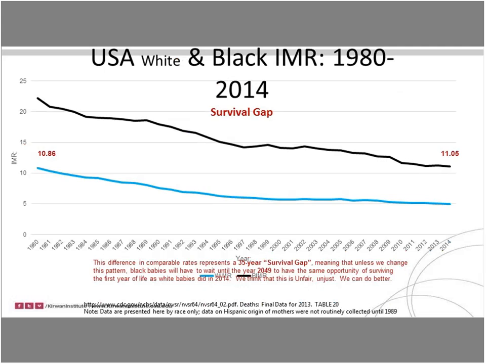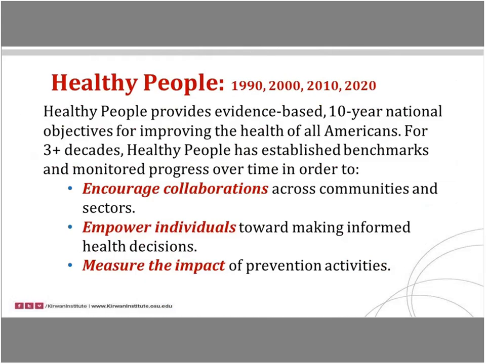So this disparity ratio is not just about black babies dying at 2 to 3 times the rate of white babies. It's saying to us that unless we change this pattern, black babies in the United States of America are going to have to wait until the year 2049 to have the same opportunity of surviving the first year of life as white babies did in 2014. And we think that's wrong. We think it's unfair. We think it's unjust, and we believe very strongly that we can do better.